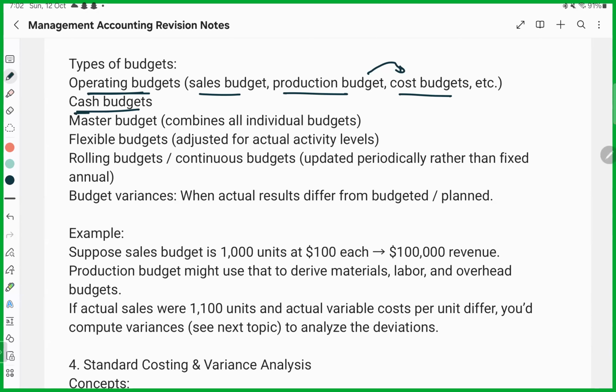Then comes the cash budget. What is the cash budget that will be required? How much cash will be required to achieve the revenue, or how much cash are we planning to actually achieve in this particular year? We are planning to achieve 20 lakh rupees as cash in this particular year. For achieving that 20 lakh rupees, what is the actual cash that will be required in production or in meeting various different costs?